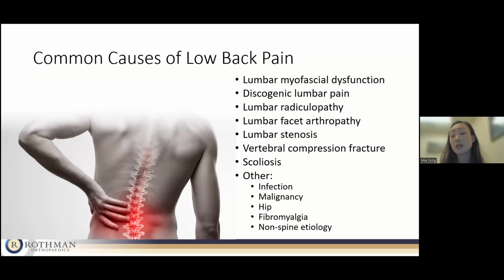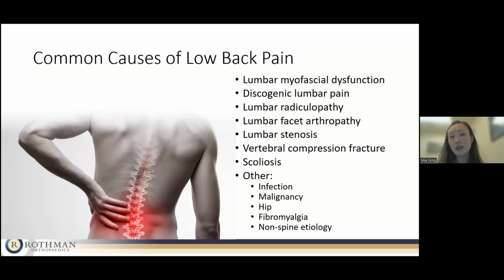Sometimes I see lumbar radiculopathy, and I'll go into further detail in the coming slides about what each of these mean. Lumbar facet arthropathy, or really arthritis in the spine. Sometimes I see lumbar stenosis. I do see compression fractures in the spine, as well as patients who sometimes come in with scoliosis.